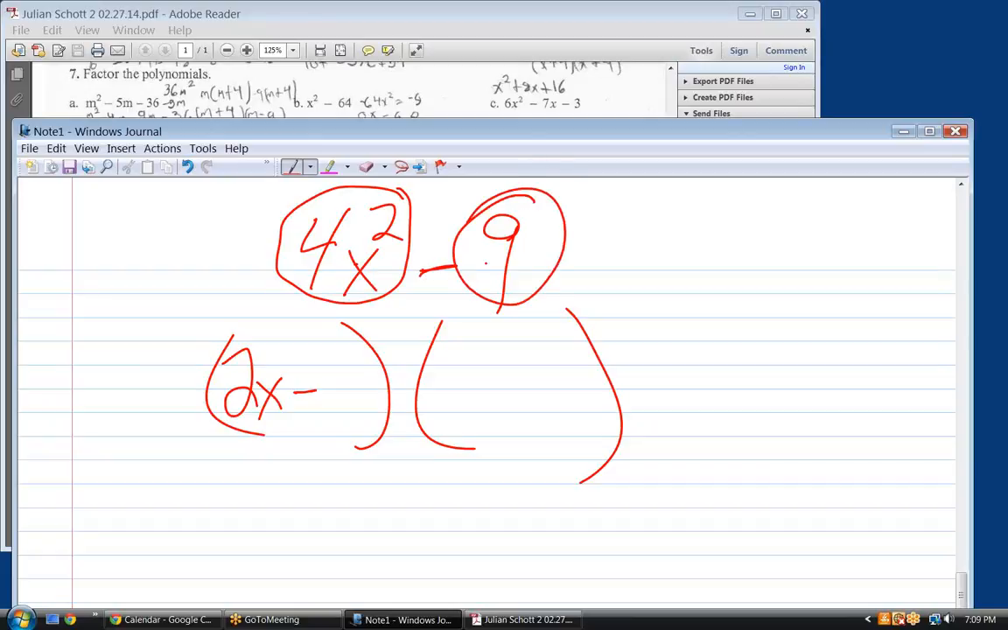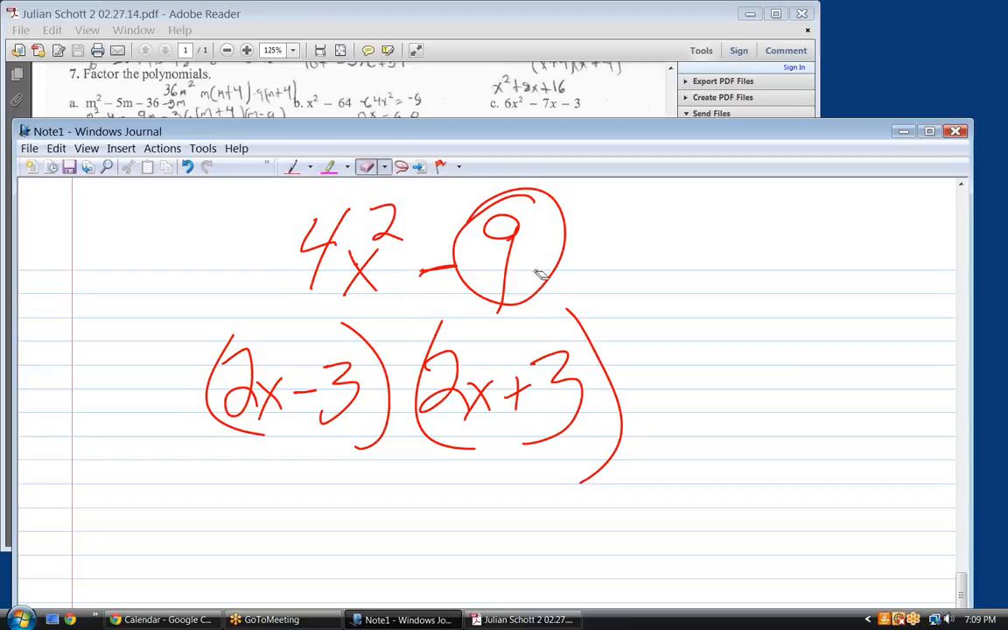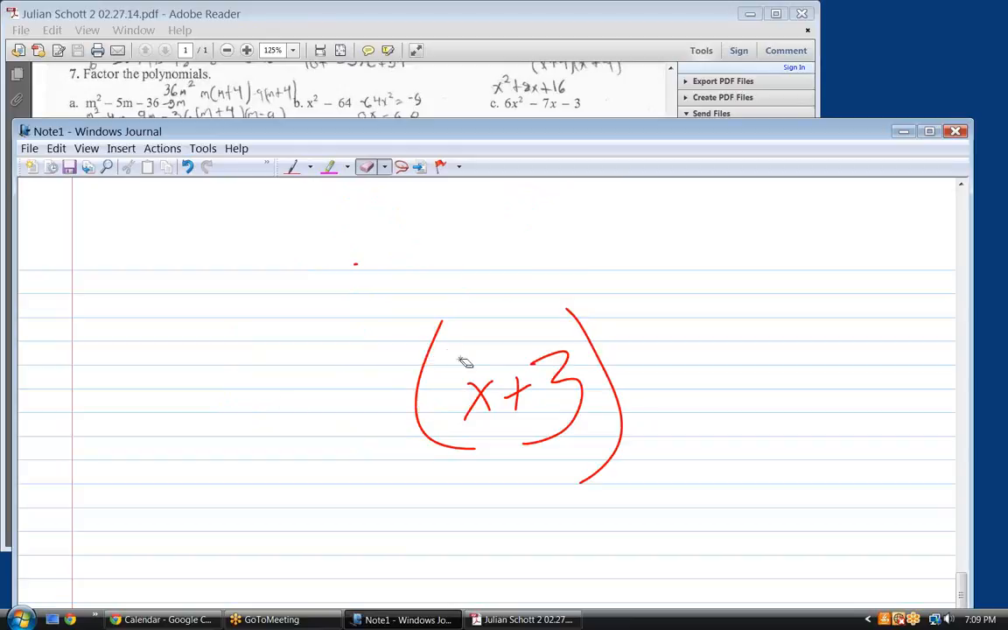What's the square root of that? 3. You see what we're doing? Always taking the square roots of these things when we factor this.